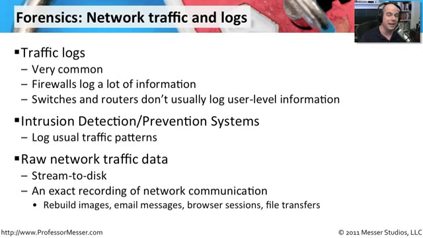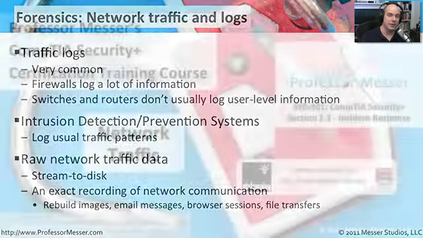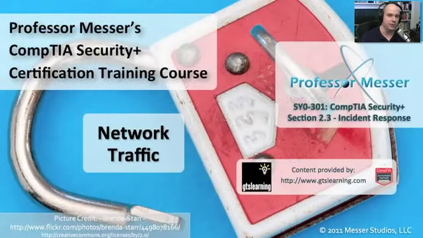You can now go back in time and pull out the exact information that traversed the network, which means you can rebuild emails that went back and forth. You can recreate the files that were transferred. You can see the exact page in a browser when somebody visited a website. You can see everything because it's all in that data going over the network. And if you have a stream to disk solution, that's a great place to go to help recreate exactly what went across the network.